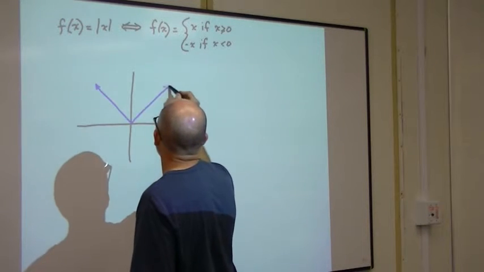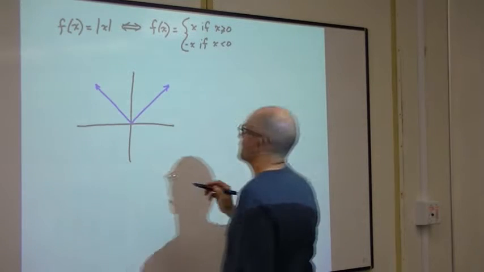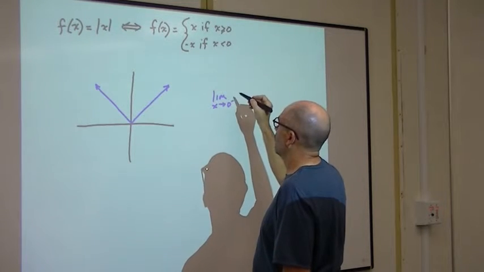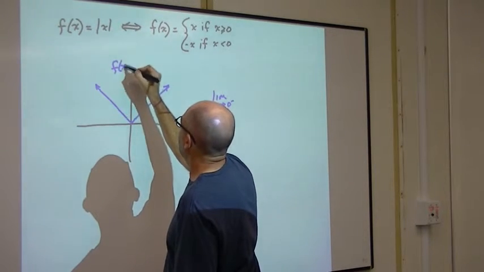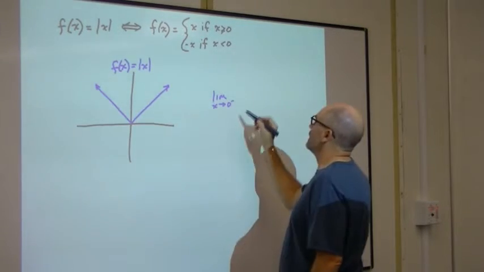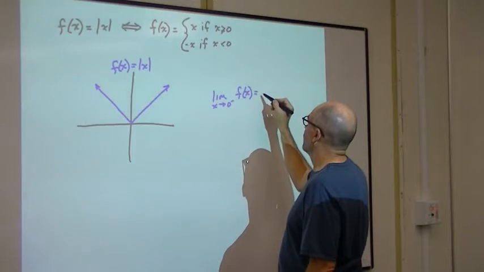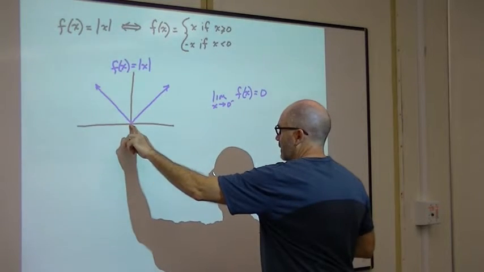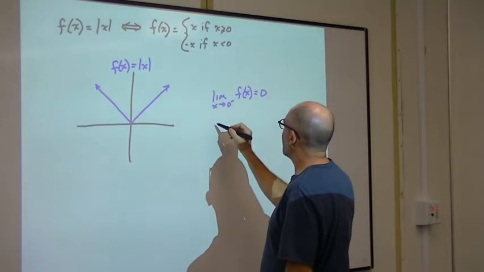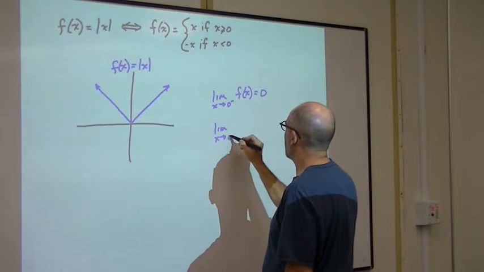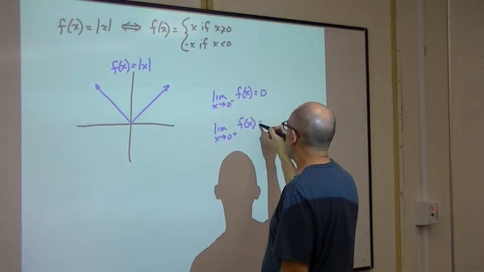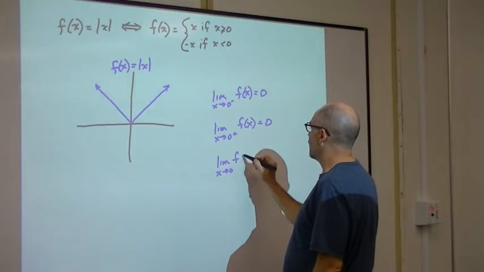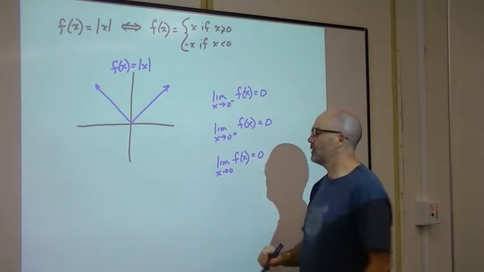Now, if I want the limit as x approaches 0 from the left, f of x equals the absolute value of x. So the limit as x approaches 0 from the left equals 0, because as I'm coming from the left, I'm getting closer and closer to y equals 0. And the limit as x approaches 0 from the right also equals 0. Therefore, the limit as x approaches 0 of f of x equals 0.